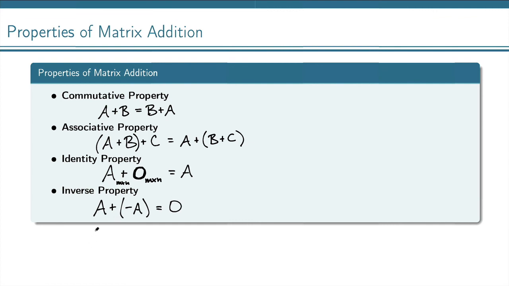Now, none of these should be very surprising. That's really just saying that, just like with real numbers, if you add 0 to a matrix, you still get that same matrix. And you can always cancel a matrix out, essentially get 0, by adding its negative.